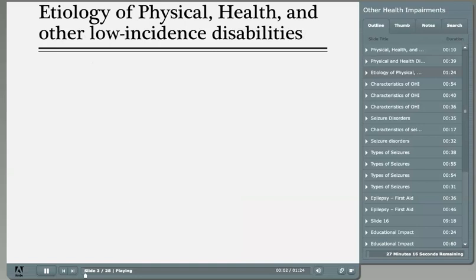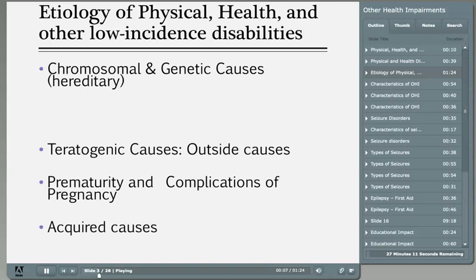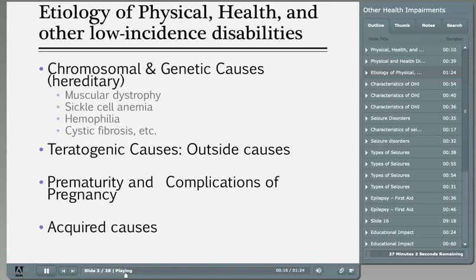The etiology or cause of other health impairments can be categorized by chromosomal and genetic causes, teratogenic causes, prematurity and complications of pregnancy, and acquired causes. Chromosomal and genetic causes are hereditary causes, such as muscular dystrophy, sickle cell anemia, hemophilia, and cystic fibrosis. Teratogenic causes include outside causes, such as infections, drugs, chemicals, or environmental agents that can produce fetal abnormalities.